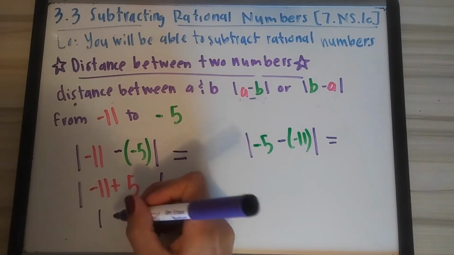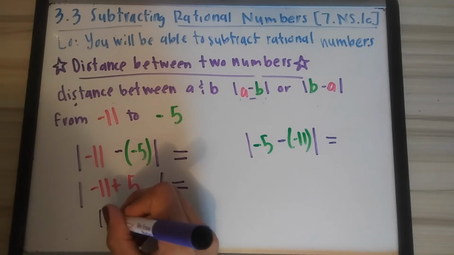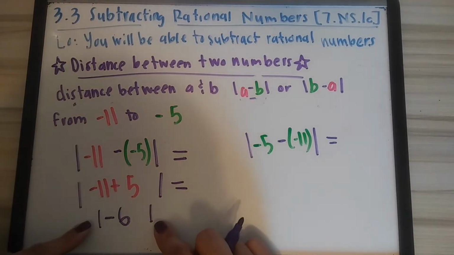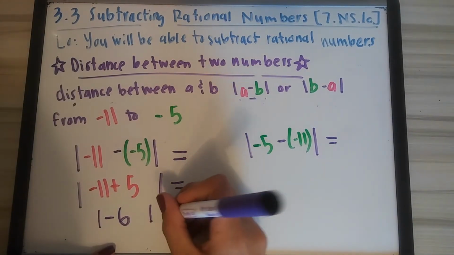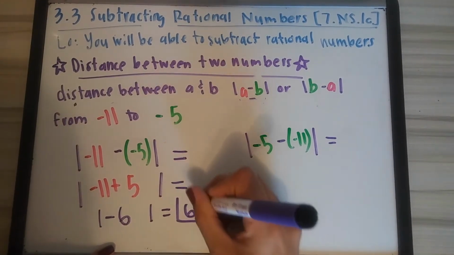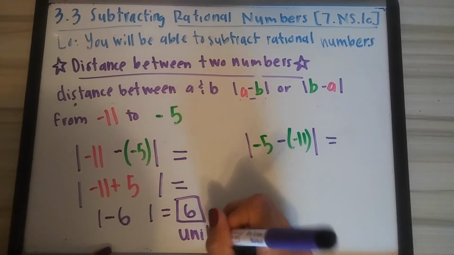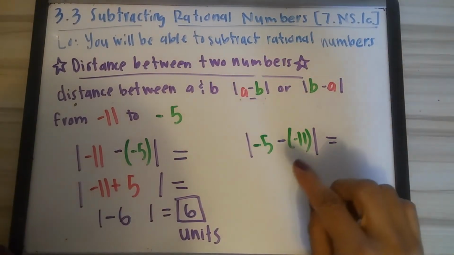So 11 minus 5 is 6. And there are more negatives, so it's going to be negative 6. But absolute value makes that a positive, because absolute value is the distance and it's never negative. So the absolute value of negative 6 is just 6. Okay, so this one is 6 units. So let's check on this one and see what happens.